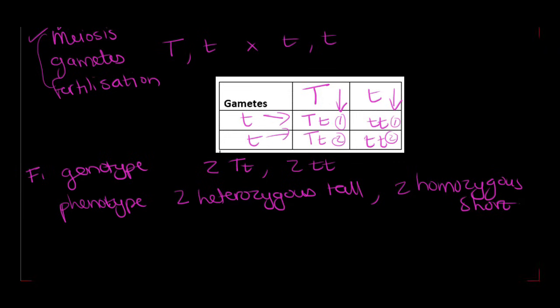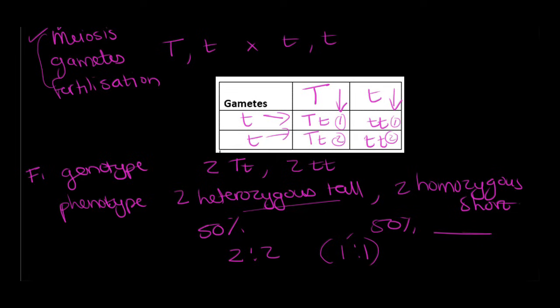If you want to put it percentage-wise, you could say 50% heterozygous tall and 50% homozygous short. If they ask you for ratios, you could say it is 2 to 2, or simplified 1 to 1.